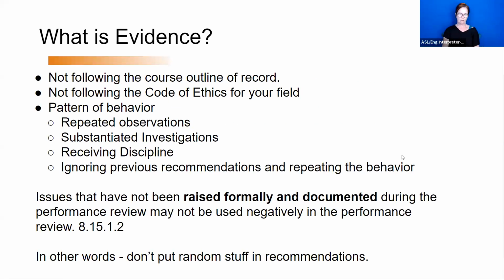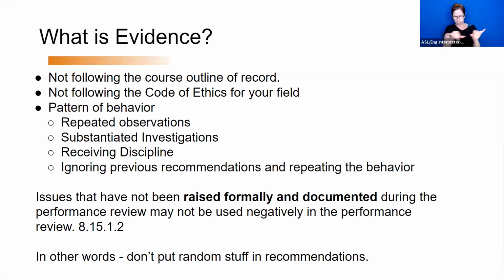Okay, I think I have one more. Yes, what is evidence? Not following the course outline of record would be some evidence that we need to see some improvement, obviously. Not following the code of ethics for your field. Some of our fields have very specific codes of ethics that it's felt that all folks in that discipline are going to follow. Patterns of behavior. So if we see repeated observations, multiple observers are seeing the same issue.